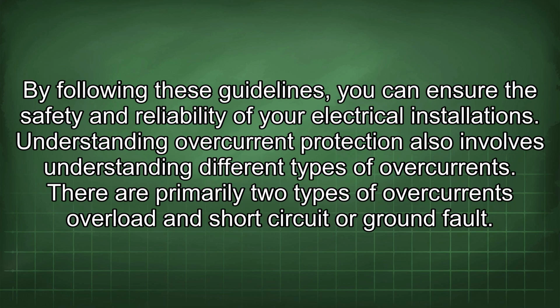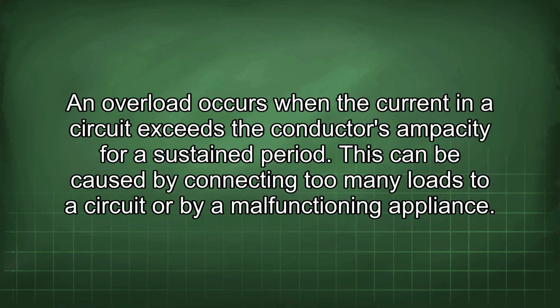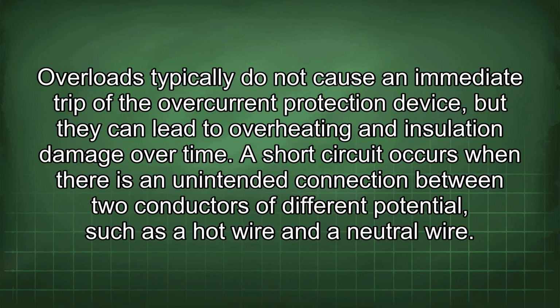By following these guidelines, you can ensure the safety and reliability of your electrical installations. Understanding overcurrent protection also involves understanding different types of overcurrents. There are primarily two types of overcurrents: overload and short circuit or ground fault. An overload occurs when the current in a circuit exceeds the conductor's ampacity for a sustained period. This can be caused by connecting too many loads to a circuit or by a malfunctioning appliance.